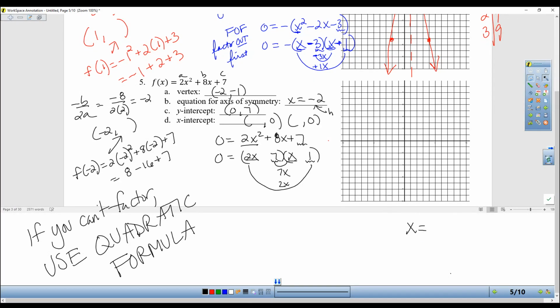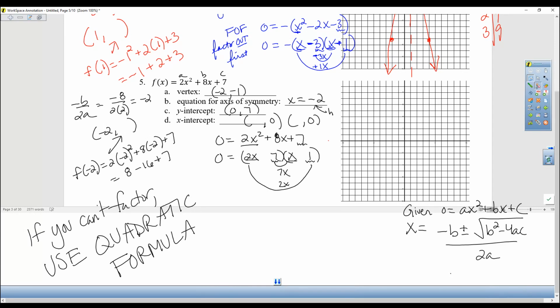So somebody thought of this really cool formula that if you are given 0 is equal to ax squared plus bx plus c, the quadratic formula says x will be equal to the opposite of b plus or minus the square root of b squared minus 4ac all over 2a. If you had Mrs. McCall for a teacher, I'm pretty sure she has a little song that goes with it, but sorry, you really don't want to hear me sing.